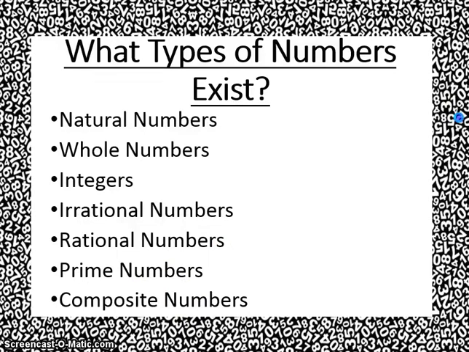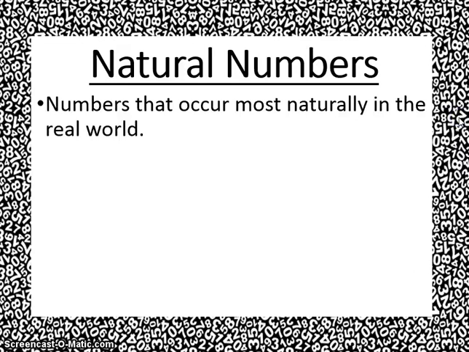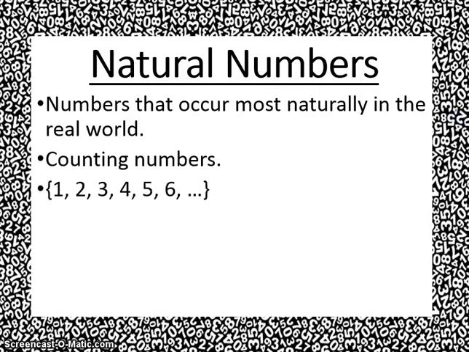Let's start by talking about natural numbers. Natural numbers are the numbers that occur most naturally in the real world. They are also called counting numbers. They start at 1 and count up by ones, and there are infinitely many of them. An example of a natural number that you may have encountered in kindergarten would be the number 100. Perhaps on the 100th day of school, your teacher told you to bring in 100 of something. You might have brought in 100 noodles, 100 pennies, but you took something in the real world and was able to represent the number 100. That makes it a natural number.